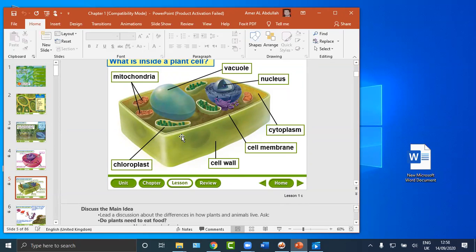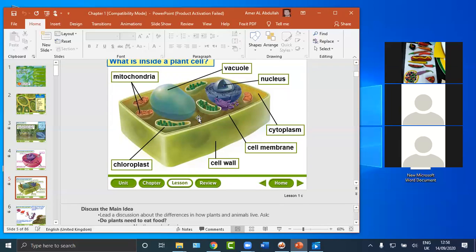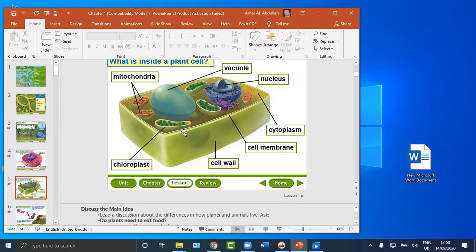Now, if the color here is green, okay, what about the lack of chloroplasts? Now here it's green. What about the lack of chloroplasts? Here we can obtain another color.